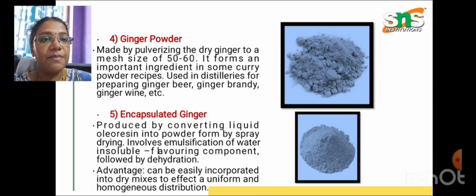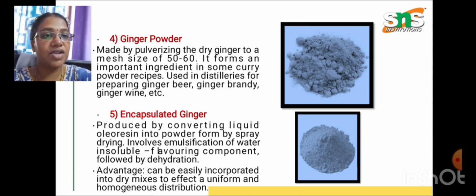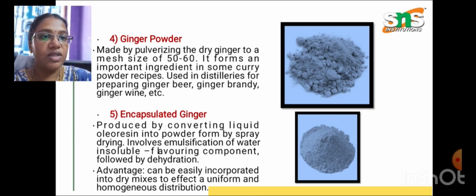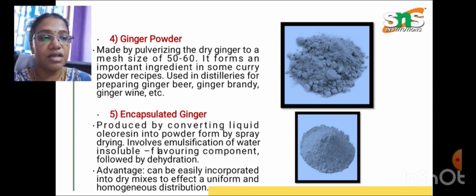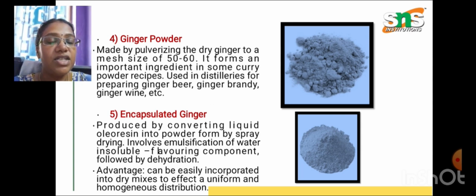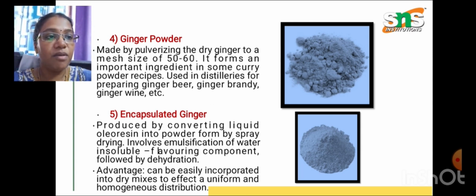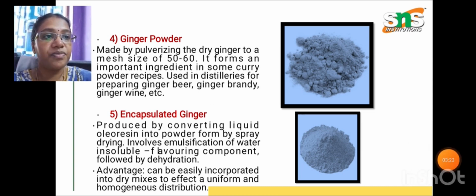Next is the encapsulated ginger. It is mainly produced by converting the liquid oleoresin into powder form by spray drying. So the already extracted ginger oleoresin is spray dried to get the encapsulated ginger. That involves the emulsification of water insoluble flavor components followed by the dehydration process. One of the main advantages is that it can be easily incorporated into dry mixes to effect a uniform and homogeneous distribution.